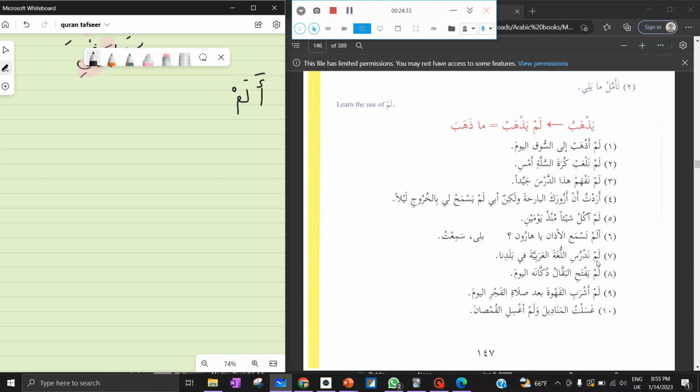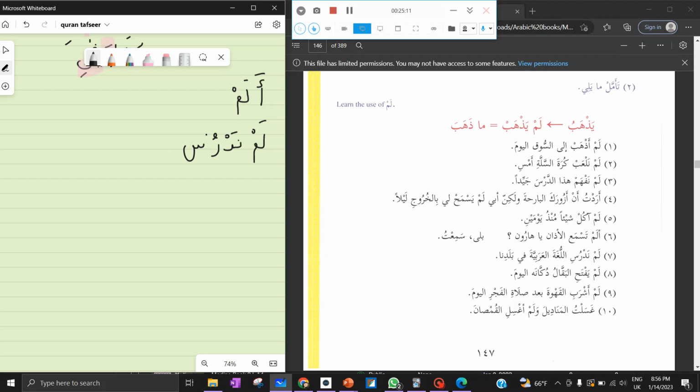Lam nadrus al-lughata al-arabiyyata fi baladina. That means we, nadrus, the noon is for we. We did not study the Arabic language. Now you can see that this nadru, the seen, should have a sukoon over it. Why is it a kasra below? Because it is the tajweed rule. Whenever a marifa noun comes after a sukoon, in this case lam nadrus, the seen should have a sukoon over it, but it isn't. There is a kasra. Why?